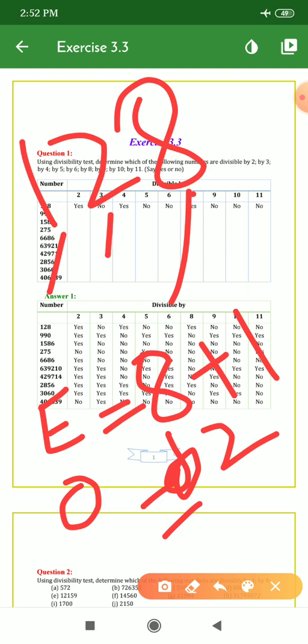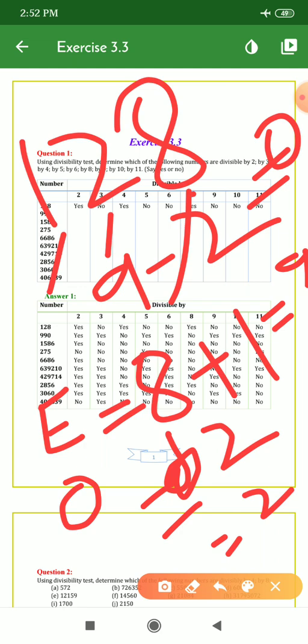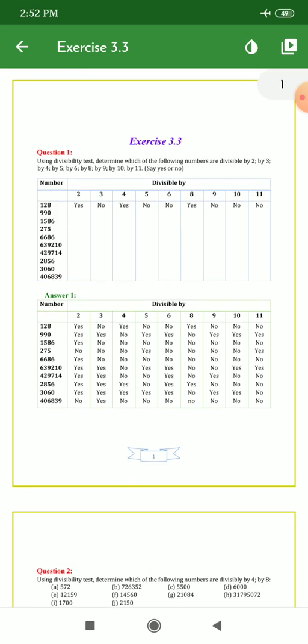Now see what we will do. 8 plus 1 is 9 and here it will be 2. So 9 minus 2 is the difference. If the difference between even and odd places is 0, then it will hold for the divisibility rule for 11. Otherwise it will not hold for the divisibility rule for 11. So it is not holding. So here the answer they have written is no. Okay. Same way we will do for 990.